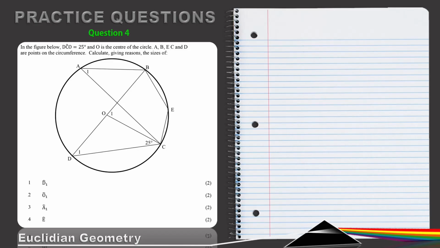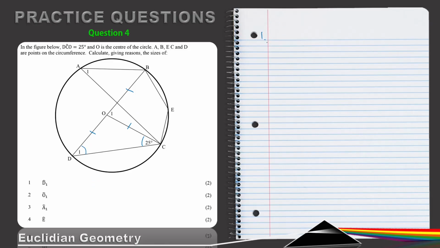Now for question 4, in the diagram below, DCO is 25 degrees and O is the center of the circle. A, B, E, C, and D are points on the circumference. Calculate giving reasons the sizes of number 1, D1. Right, so knowing this is the center of the circle, we know where our radiuses are. So this is a radius, that's a radius, that's a radius, meaning that in this triangle, we've got an isosceles triangle, which means that this angle is equal to this angle, and that is D1.